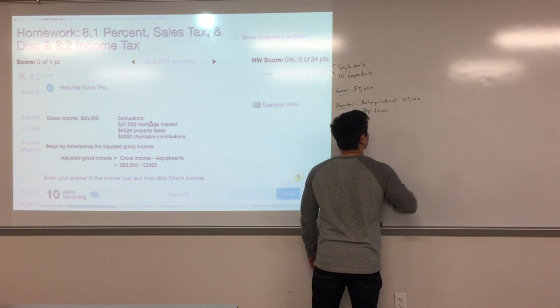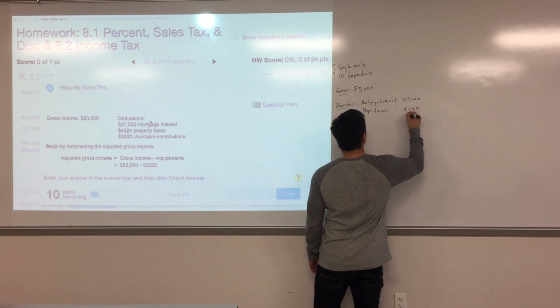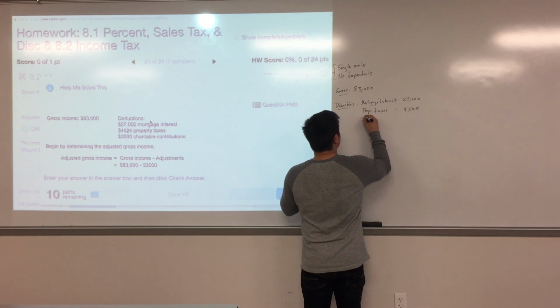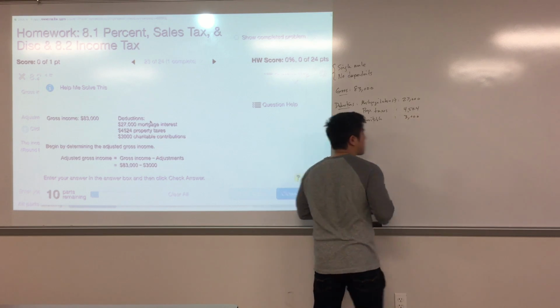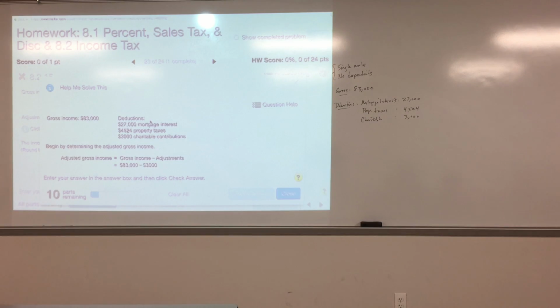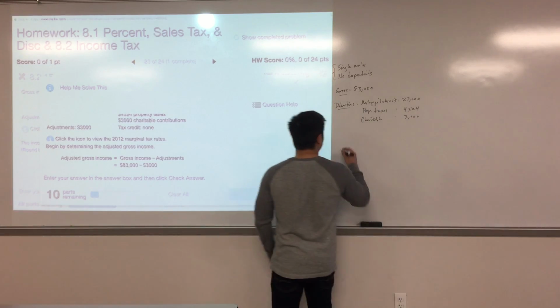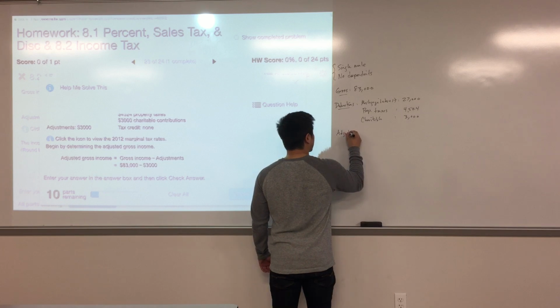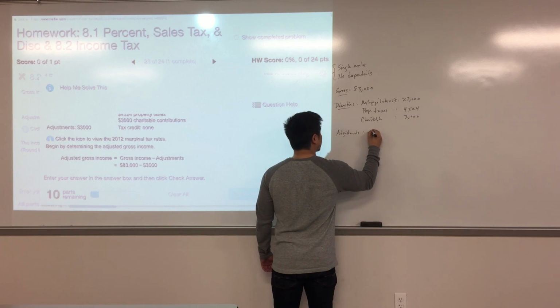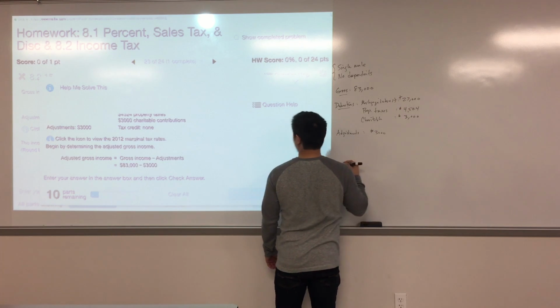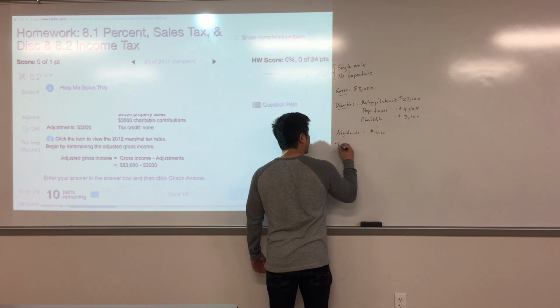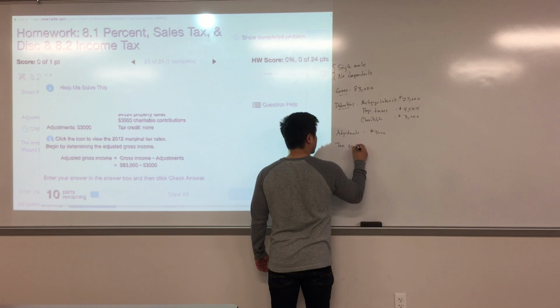And then the third one is we have charitable contributions. I'll just call it charitable, which is $3,000. We're going to talk about each of those in a moment as we come up to each part of it. We also have adjustments, $3,000. Here are some dollar signs just to make sure we know these are dollar values. And then we have tax credit: none, no tax credit.